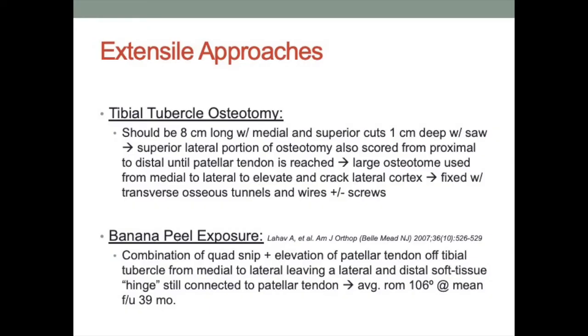Usually this alone is enough to get you the exposure that you need, but occasionally with tight scar, long-term issues, multiply revised knees, you still can't get the extensor mechanism out of the way to expose the femur and tibia appropriately, so that's where you bail out to these extensile approaches. First one is the tibial tubercle osteotomy, where basically you osteotomize the tibial tubercle and flip the extensor mechanism open.